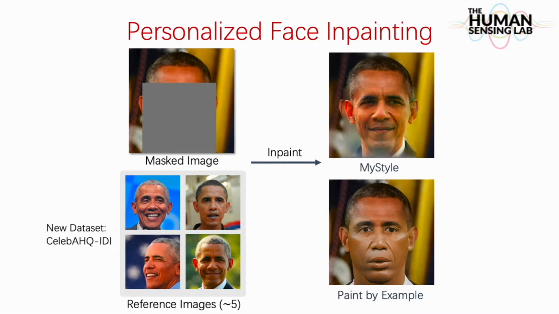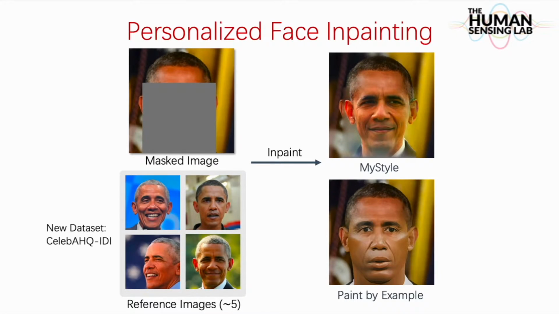Personalized face inpainting is the task of filling the missing parts of the face while ensuring the identity remains the same. The identity information is usually specified by a few given reference images. Existing approaches like MyStyle require at least 40 images and 15 minutes to fine-tune. Reducing the number of reference images results in artifacts.